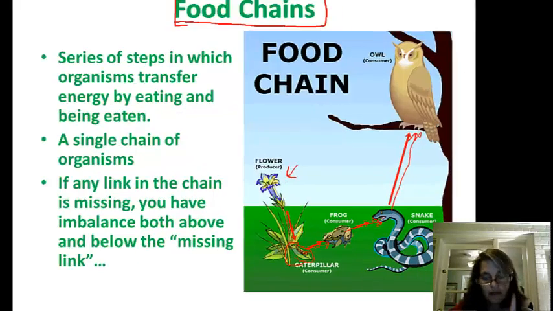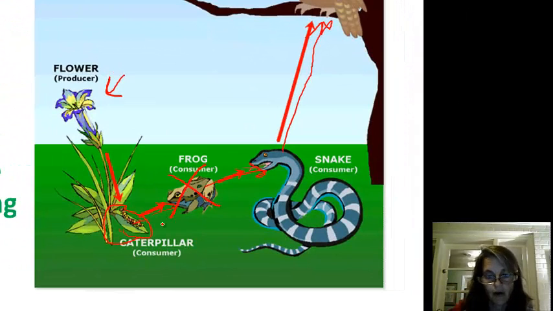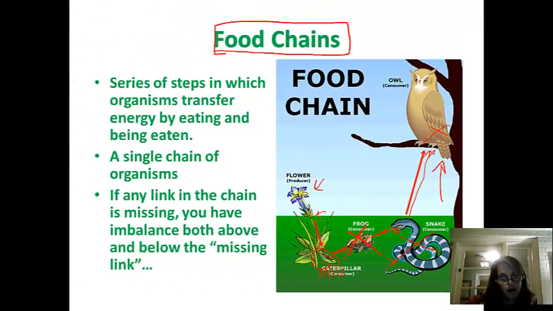If, and this is really the important bit here, if we eliminate the frog, though, that is going to cause imbalance both above and below this food chain. If we eliminate the frogs in this community, then what's going to happen to the caterpillar population? There's nothing to eat them, so they explode, and they have huge numbers, which is going to impact the plants. But the snake will have nothing to eat. So the snake population goes down, which of course affects the owl population. And so it's really important to keep all the links in the chain present.